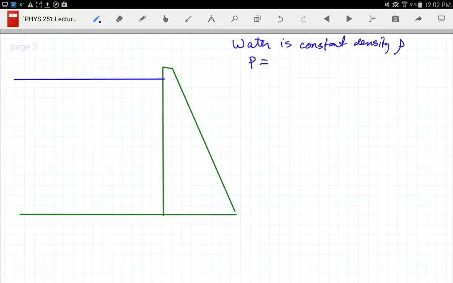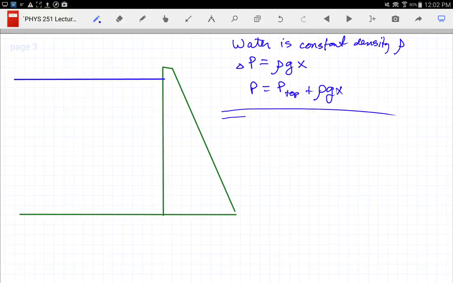Now you already have an equation that will be given that says if it's constant density, pressure is equal to rho g x. Now technically that's pressure difference, right? Technically it's this. Delta P is rho gx. And so pressure is going to be equal to the pressure at the top plus rho gx is what you get from that.